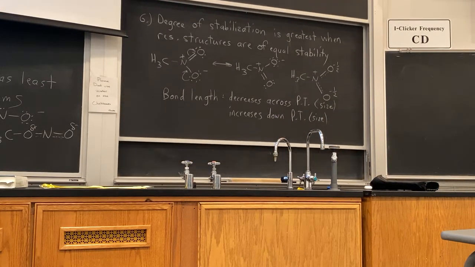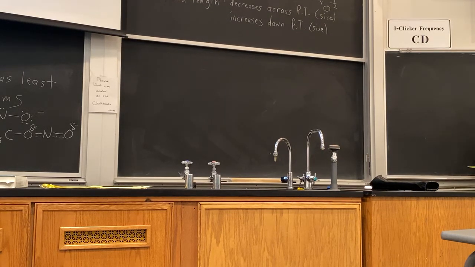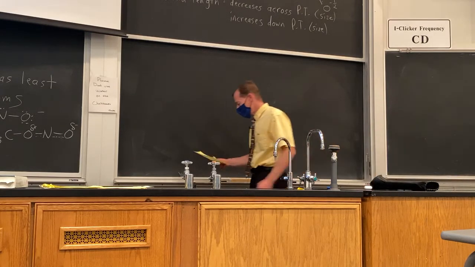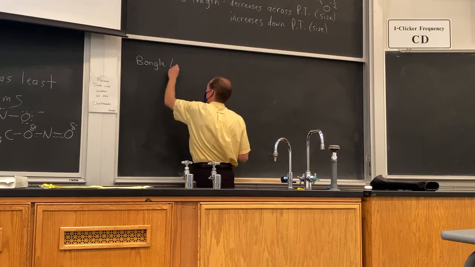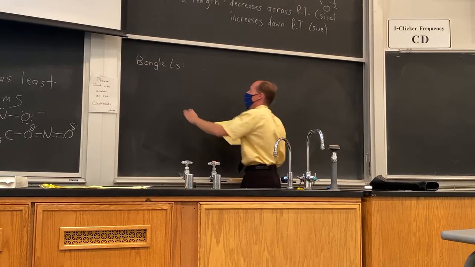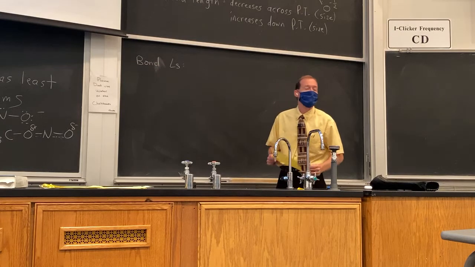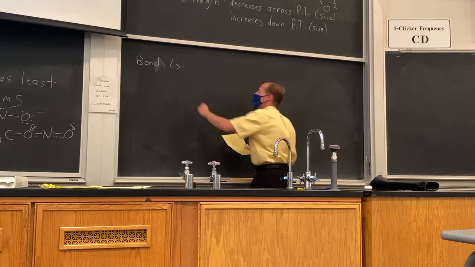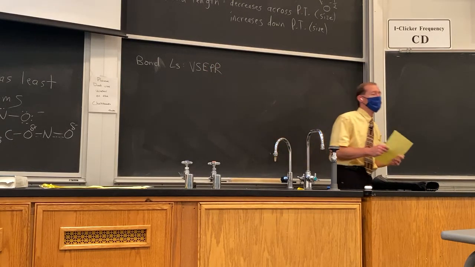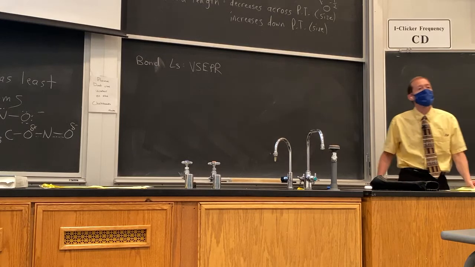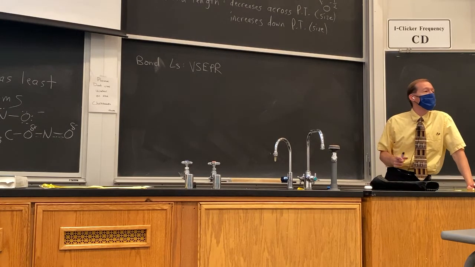Let's talk about what happens or how we predict bond angles. Okay? So when we're talking about bond angles, sorry about that. Bond angles. The theory that we use is the VSEPR theory, one that you should be familiar with from general chemistry. Who would like to raise their hand and explain to us briefly what the VSEPR theory is?